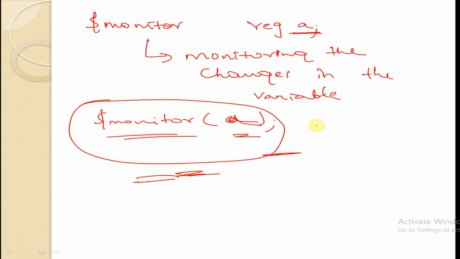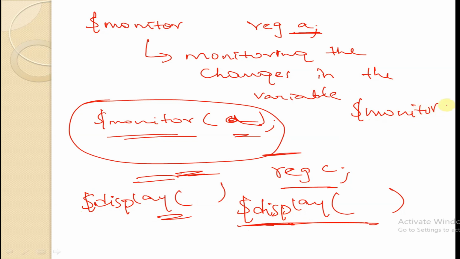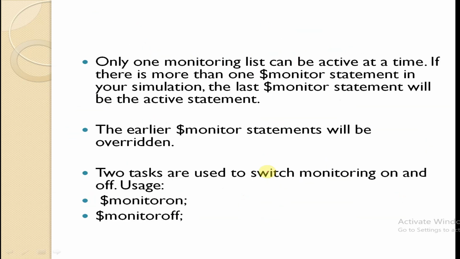If we have a register C and we want to display its value using $display, it will display the value of C. Again, if we want to display it once more, we should use $display again. Whereas $monitor needs to be specified only once, and it will keep on monitoring the value of C, displaying it whenever there is any change. But $display should be invoked many times if we want to display using it. So this is the difference between $display and $monitor.